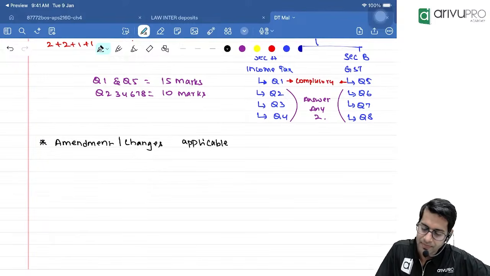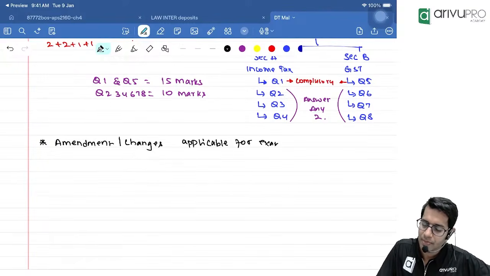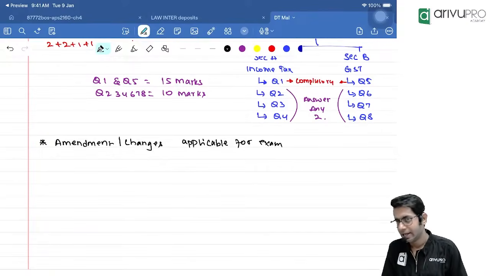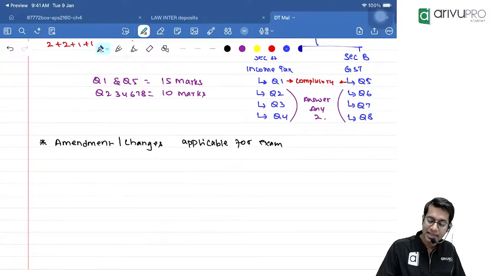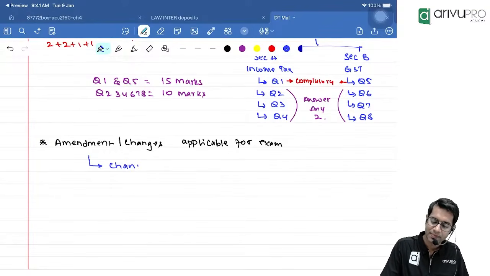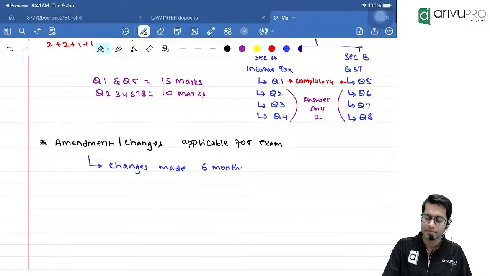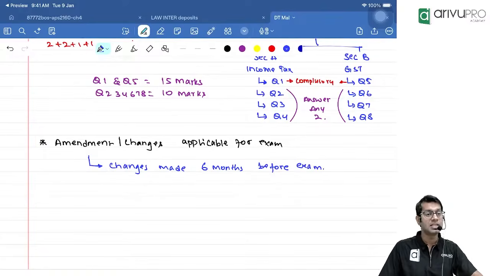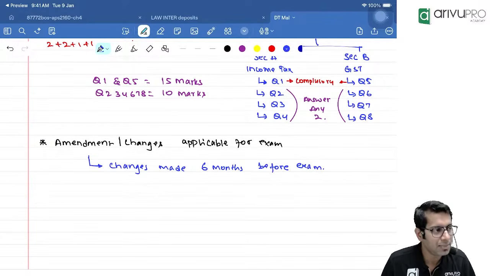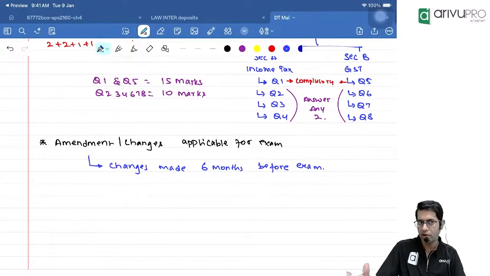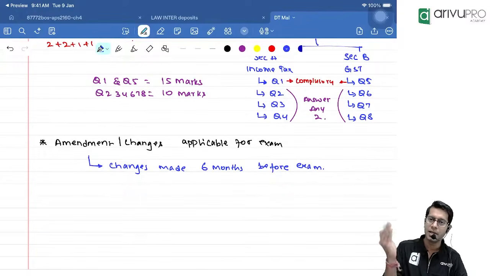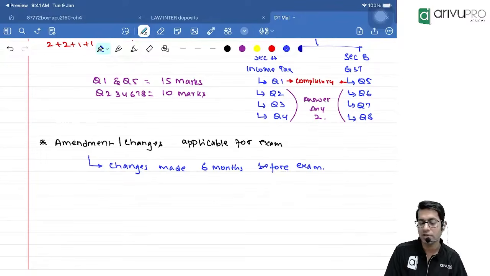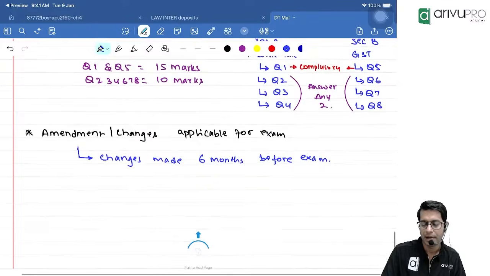Our institute, ICAI, says that all the changes made 6 months before your examination will be applicable to you for your examination. So whenever you are writing your examination, go back 6 months. Ignore the month of exam, whichever month the exam is there. Go back 6 months. Whatever changes were made 6 months before your examination will be applicable to you for your exam.